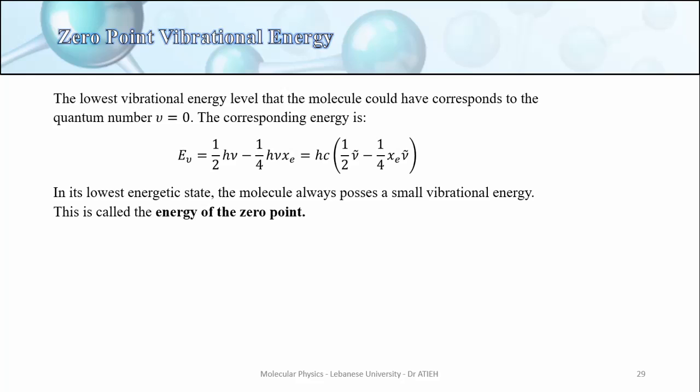You must have noted that even for the quantum number nu equals 0, the lowest vibrational energy level, the energy of the molecule is never 0. So even if we substitute nu equals 0, the energy of the molecule is never equal to 0. This means that even in its lowest energy level, the molecule always vibrates. So in its lowest energy state, the molecule always possesses a small vibrational energy. It's called the energy of the 0 point.